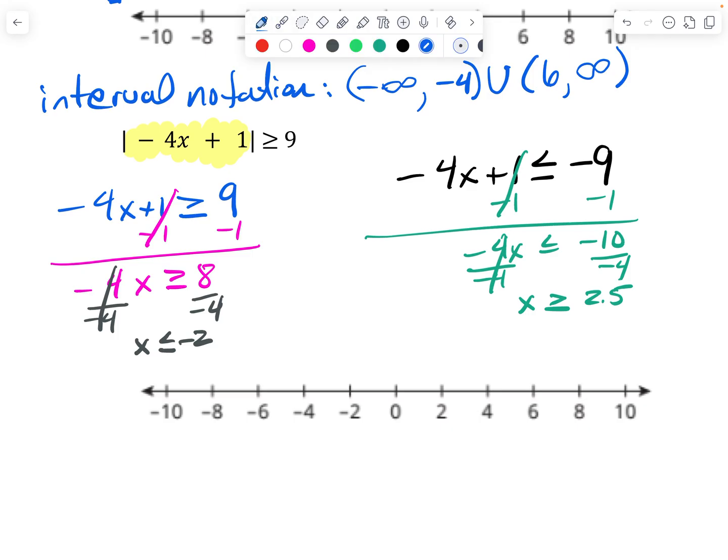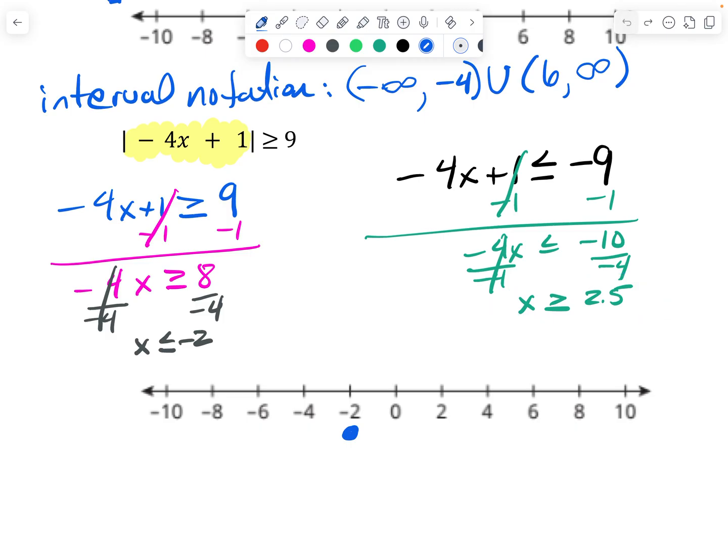Now, on this one, you're doing less than or equal to -2. So you can go this way. I'm going to do it on the bottom because I'm running out of room. So I'm going less than. Okay. Now let's do the other side. We want to do greater than or equal to 2.5.